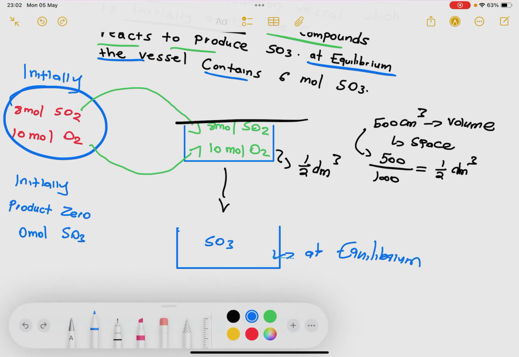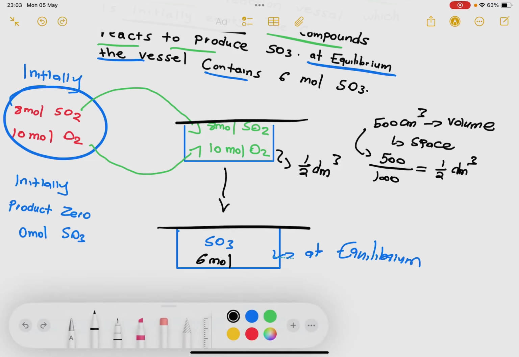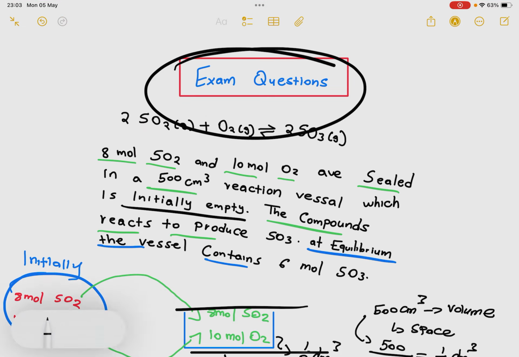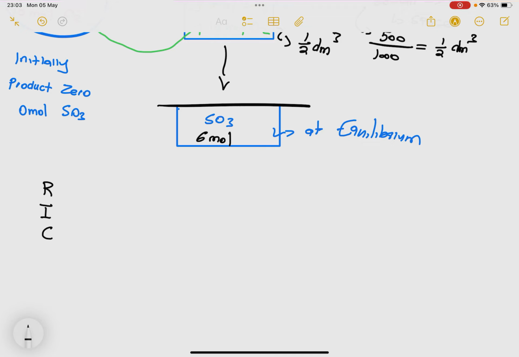Now remember, this thing is actually sealed, and it contains 6 mole of SO3 at equilibrium. What are we trying to calculate? Kc. We want to calculate the Kc. So what are we going to use? We're going to use the Rice table. So guys, just do this example by yourself and tell me what you find. In the next video, we're going to analyze everything using the Rice table.